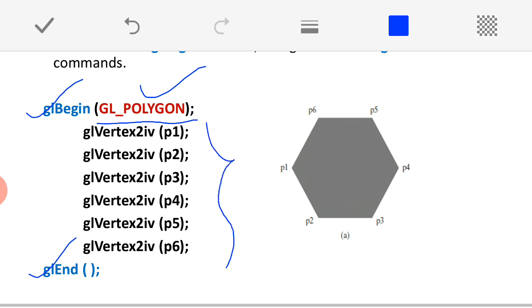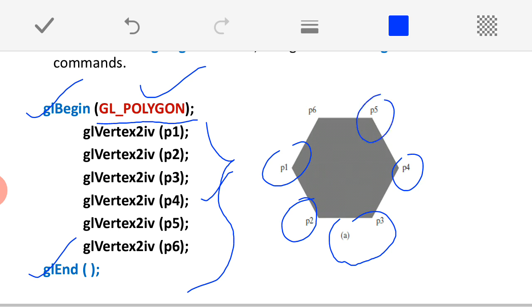Now here, for example, I am going to define 6 vertices for this polygon: P1, P2, P3, P4, P5, P6. Based on these values, the output that you are going to get is P1, P2, P3, P4, P5 and P6. It is a hexagon and this is the filled one. Assume that you are filling with some color. So, this is an example of GL underscore polygon.